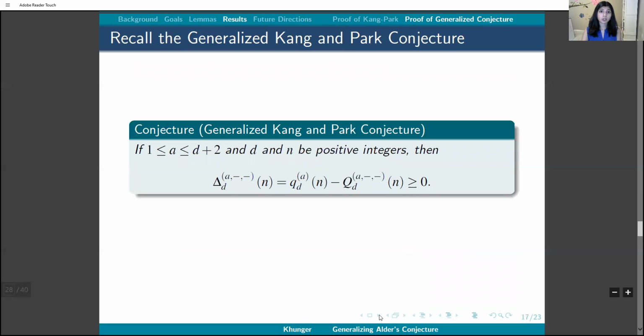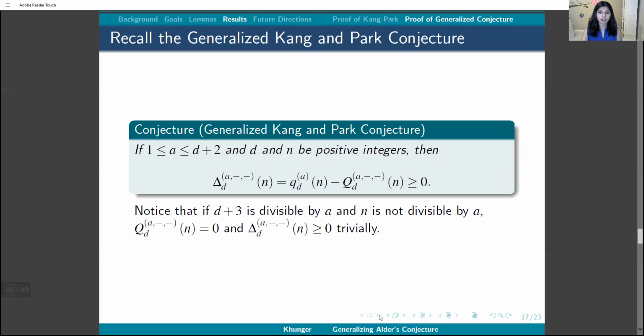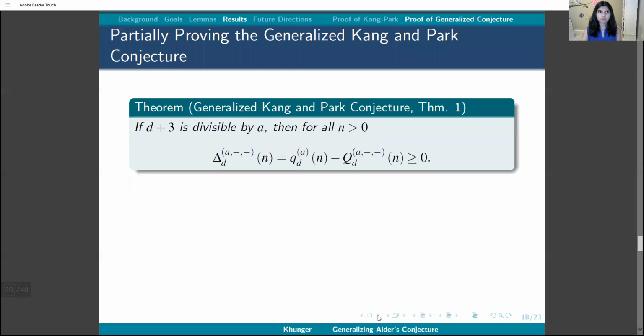So now let's recall our other project goal, which was proving the generalized Kang and Park conjecture, which you'll recall was proving that this delta sub d a dash dash of n function was in fact non-negative. Again, we have a trivial case where d plus 3 is divisible by a and n is not divisible by a. Again, the big Q sub d a dash dash of n function is equal to 0, and therefore the delta function is trivially non-negative.